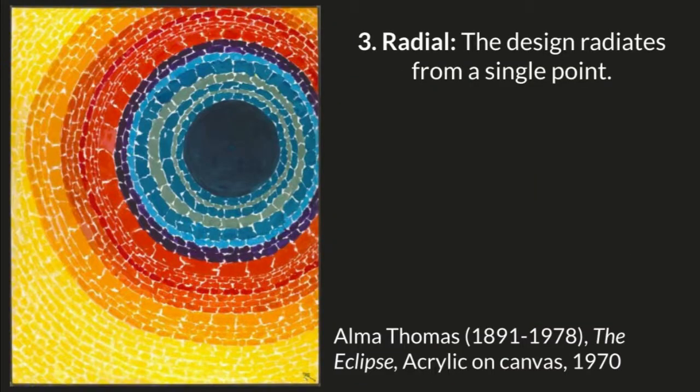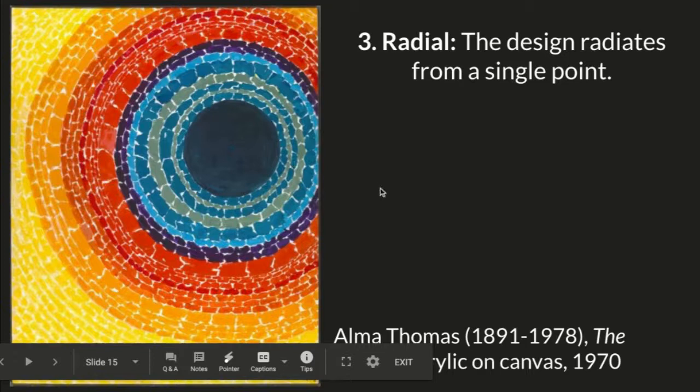Third type of balance is radial balance, and this is where the design radiates from a single point. So we can see here in this Alma Thomas painting, called The Eclipse, it's very similar to the sun, right? Radial, we might think of the radius of the sun and the rays of the sun. So any pattern or design that goes around a radius is a radial pattern. And if it's the same all the way around, then it's called radial symmetry.